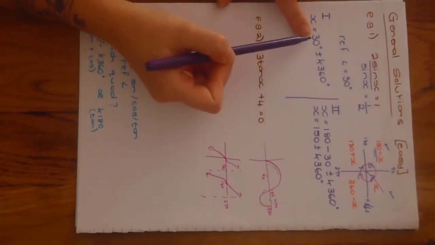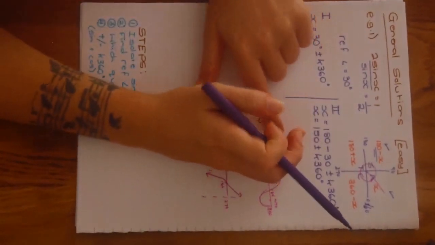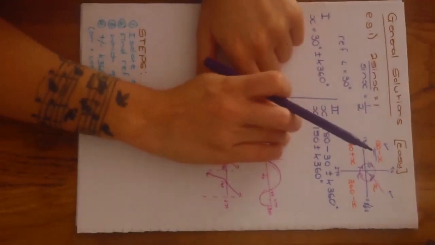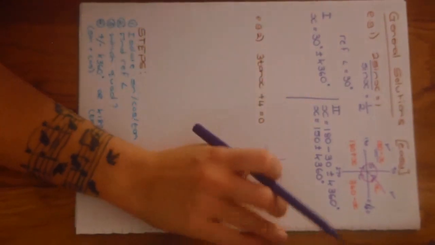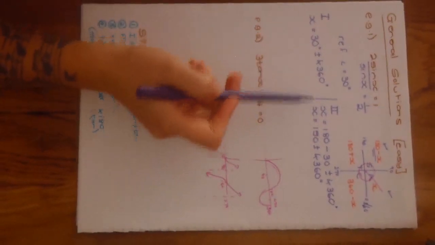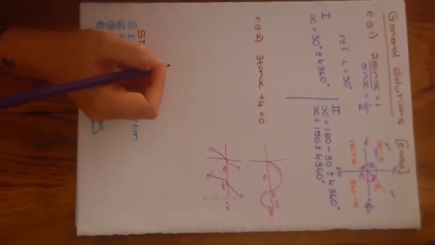Sine is a half at 30. But in 360 degrees on your graph, it's going to be a half again. And in another 360 degrees, it's going to be a half again. You understand what I'm saying? Okay, so these are your two different general solutions for sine x equals a half.